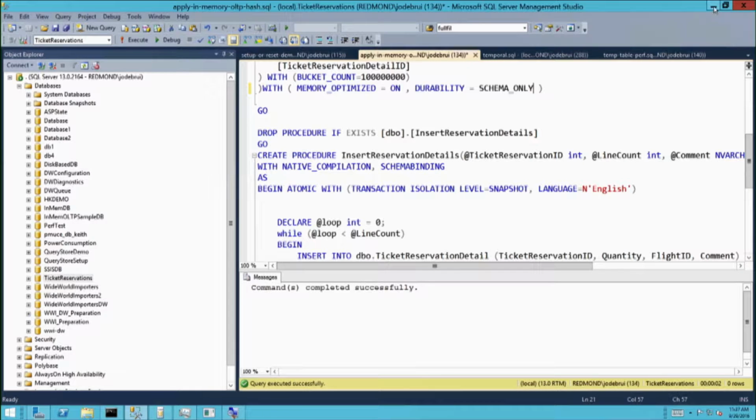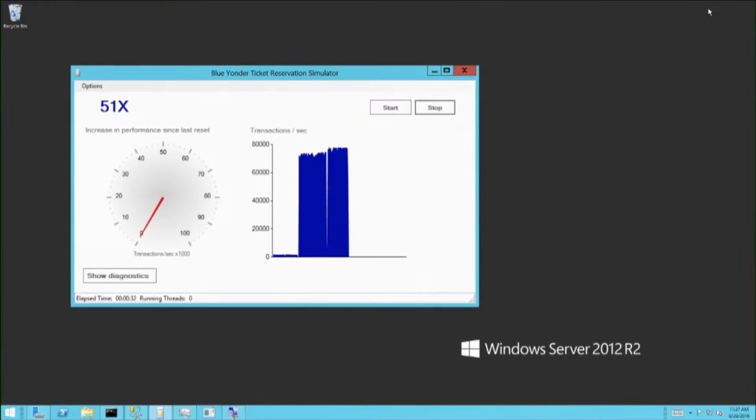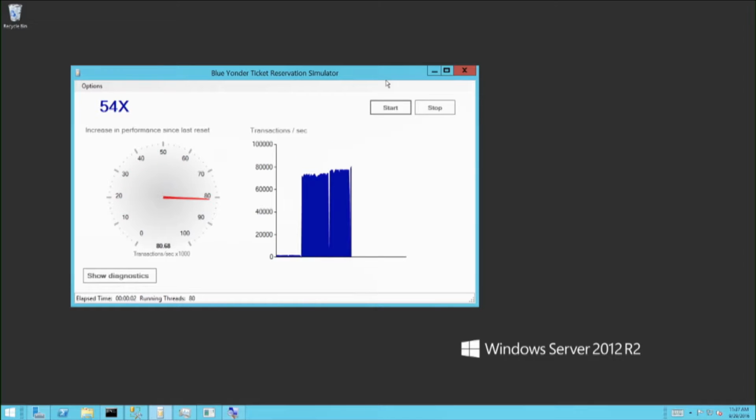All right, so I made my table now schema only, so I configured durability schema only. And let's see what is the impact on my performance. So I have another jump in performance, right? This is going all the way up to 54, 55 times the original performance I got with the disk-based tables.